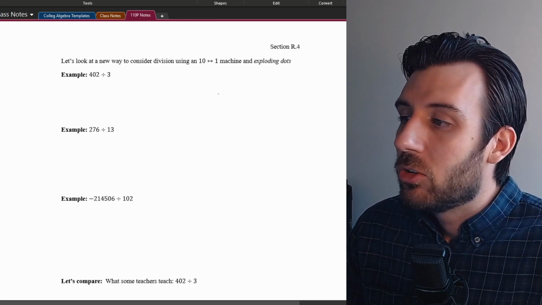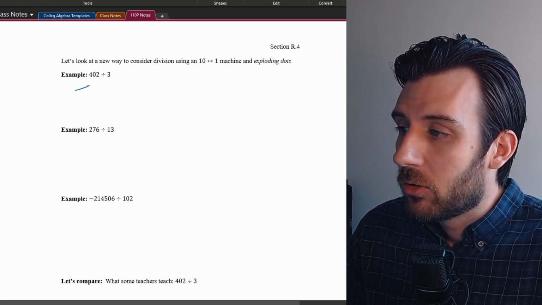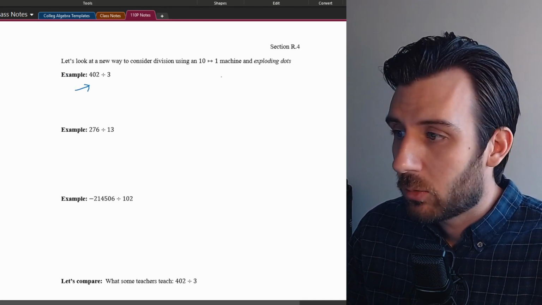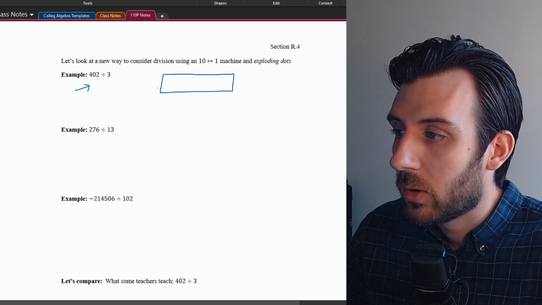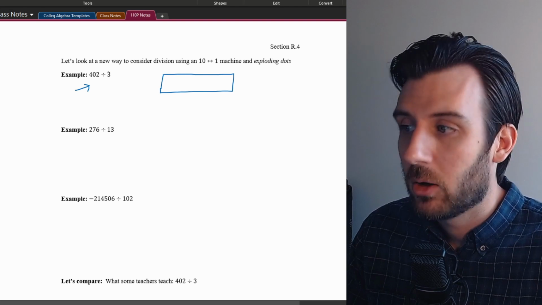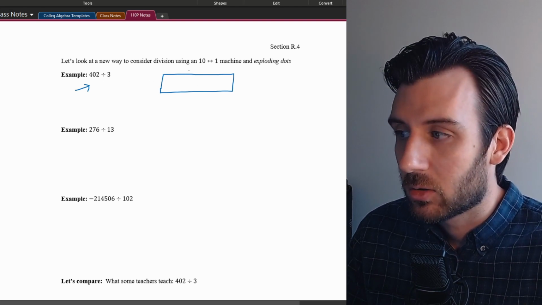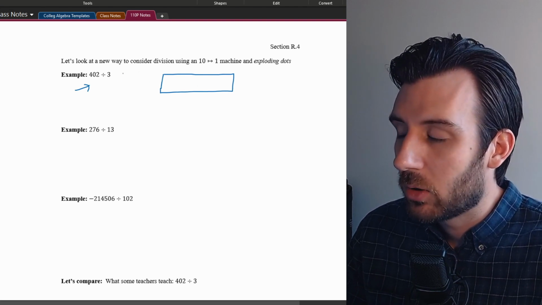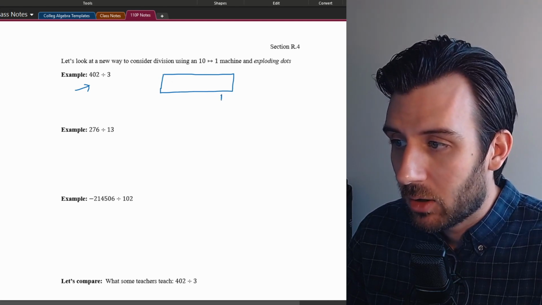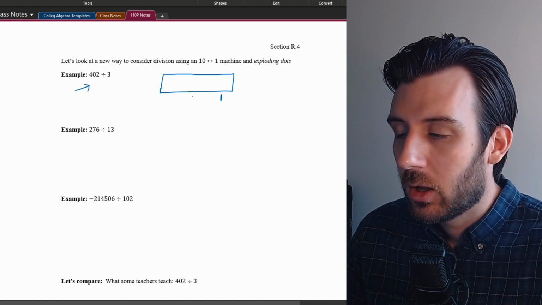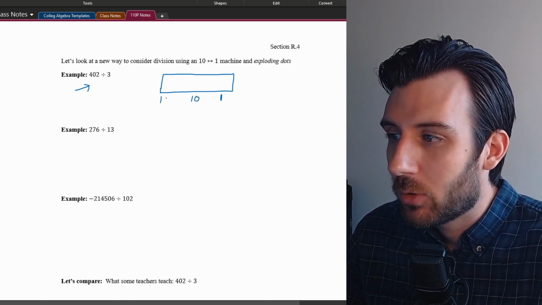Let's take a look at how we would do division with some of these different numbers. 402, and let's say I'm dividing it into 3. So I'm going to make my 10-1 machine, because when I read 402, in our base 10 system, that means I have a ones place, a tens place, and a hundreds place.